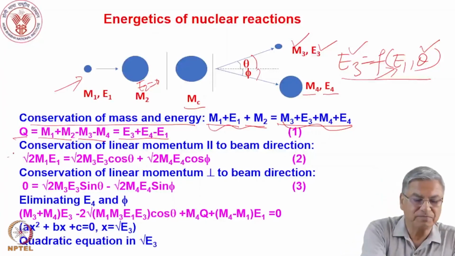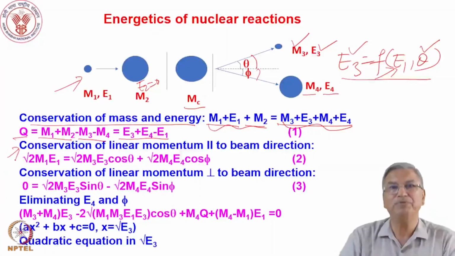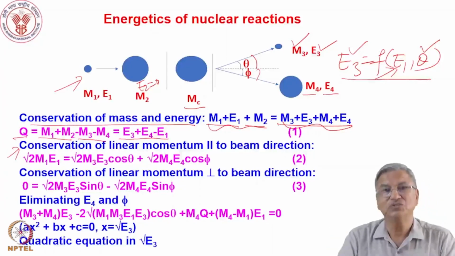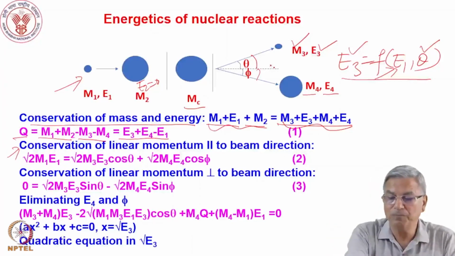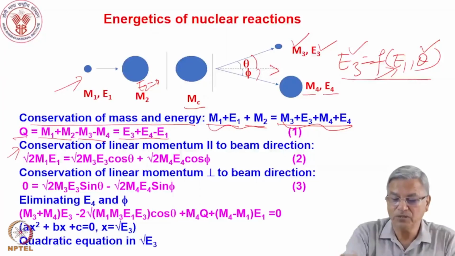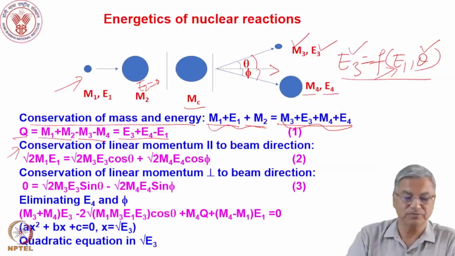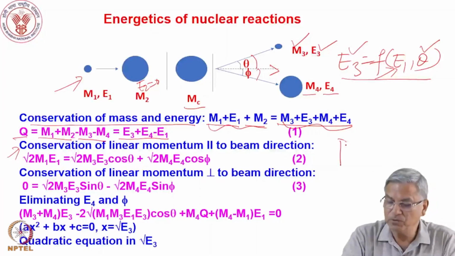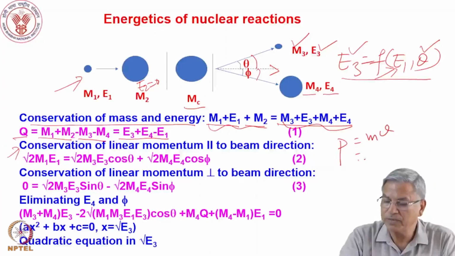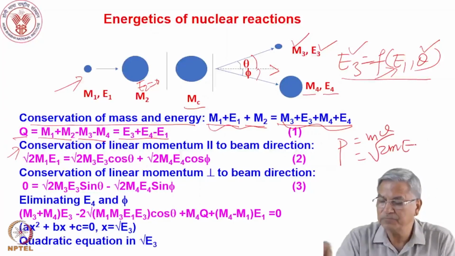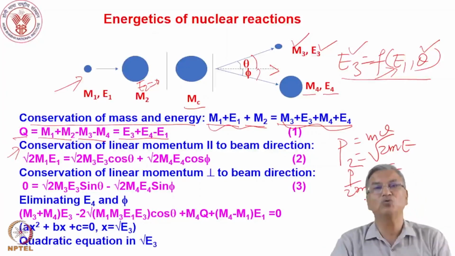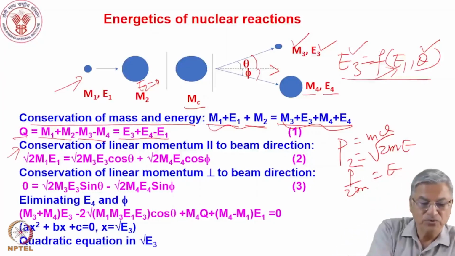The second equation is the conservation of linear momentum parallel to the beam, because linear momentum is a vector quantity, so it has components along the beam and perpendicular to the beam. So for parallel to the beam along this direction, you will have the cos theta component along the beam direction and the sin theta component perpendicular to the beam direction. So the momentum P equals mv, or you can write P square upon 2m is equal to E. So P square equals 2mE, or P equals root 2mE. So you can write in terms of this.